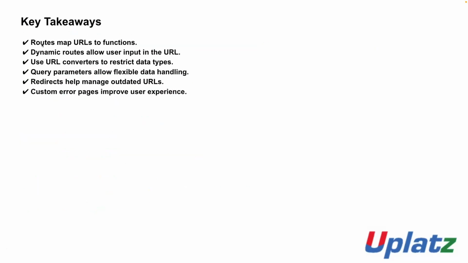And key takeaways. Routes map URLs to functions. Dynamic routes allow user input in the URL. Use URL converters to restrict data types. Query parameters allow flexible data handling. Redirects help manage outdated URLs. Custom error pages improve user experience. That's all for now. Thank you.